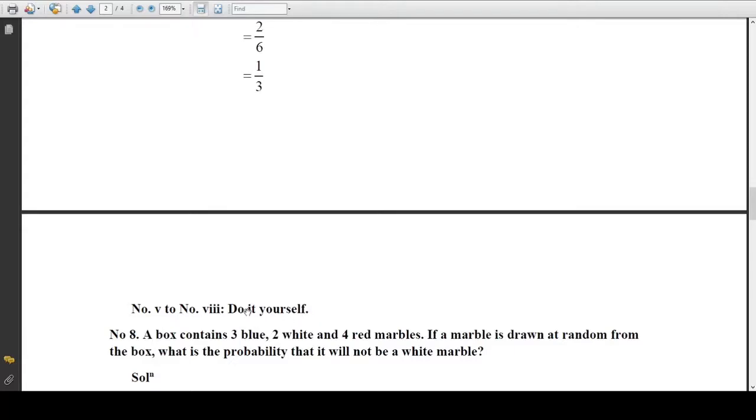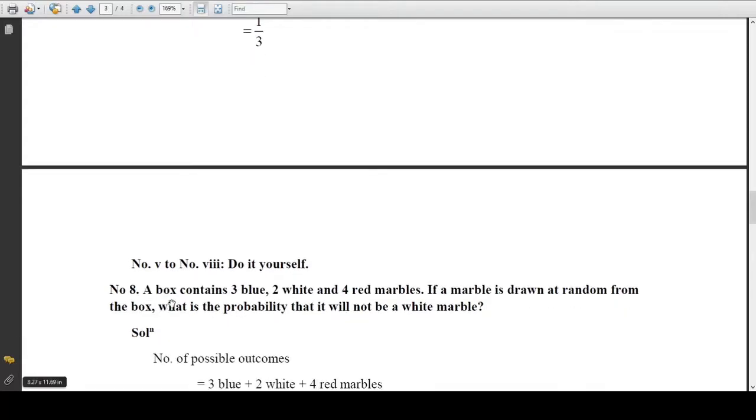Okay, now next number, we come to number 8. A box contains 3 blue, 2 white and 4 red marbles. If a marble is drawn at random from the box, what is the probability that it will not be a white marble? Okay, the possible outcomes here, how many outcomes? 3 plus 2 is 5, 5 plus 4 is 9.